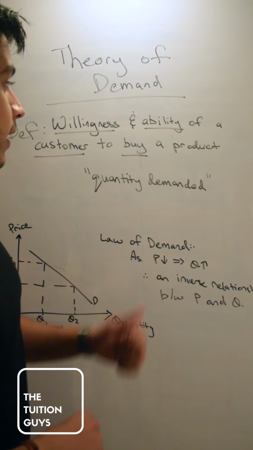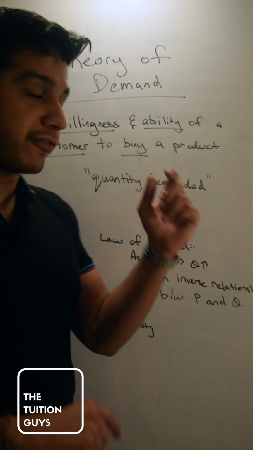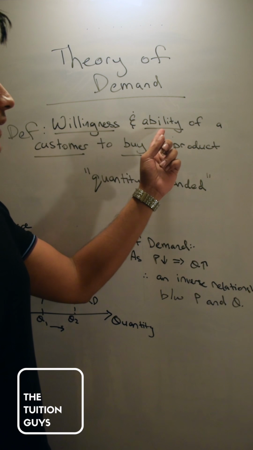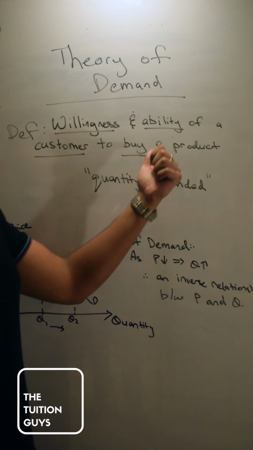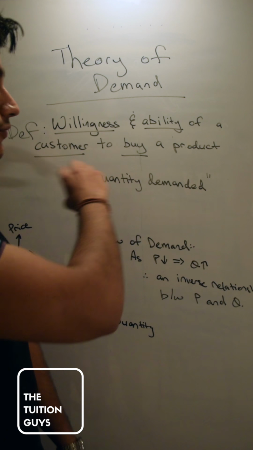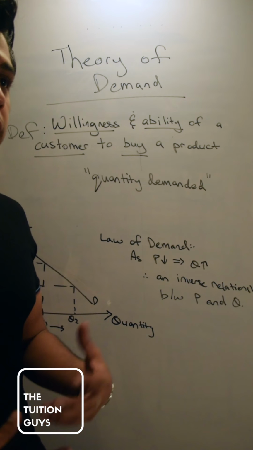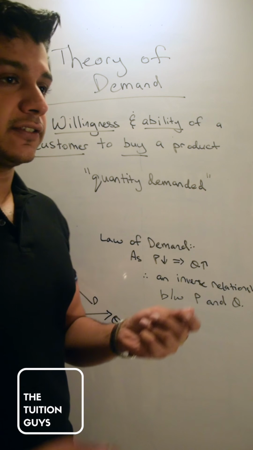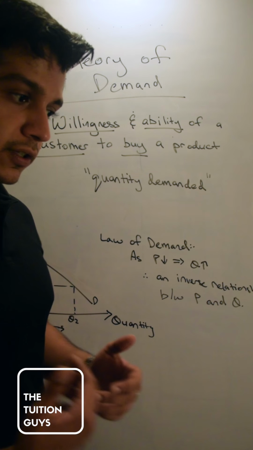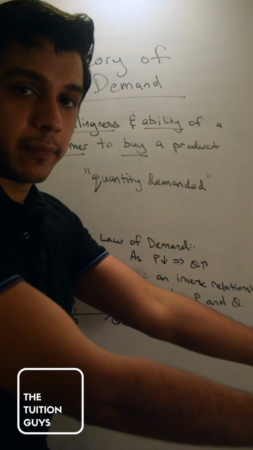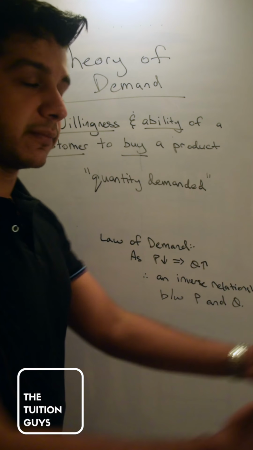Now, theory of demand, or demand, is defined as the willingness and ability of a customer to buy a product. Notice I've underlined two words, willingness and ability. Earlier we learned that there's a want or a need, and you create that desire or urge to buy something. Now, the ability is the cash in your hand, or the ability to get up and just go and buy something. And the willingness is that want factor.